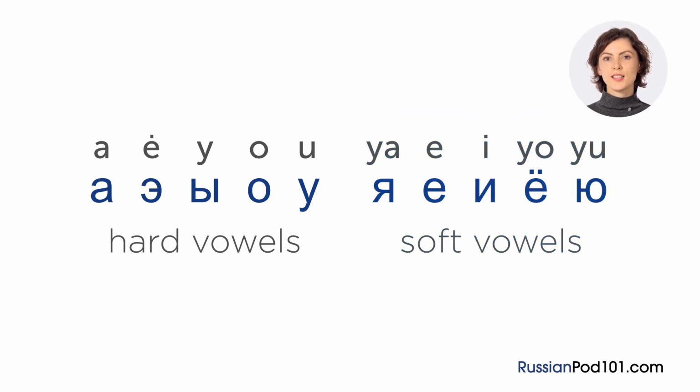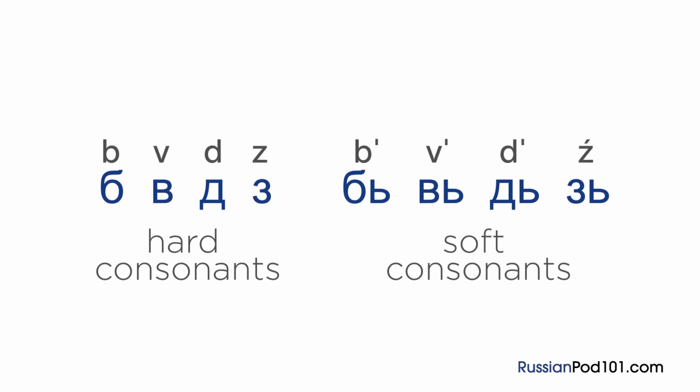Please note, though, that the number of vowel sounds does not equal the number of vowel letters. There are actually more vowel sounds than represented by letters. Similar to vowels, consonant sounds can also be hard or soft. Б, Бь, В, Вь, Д, Дь, З, Зь.